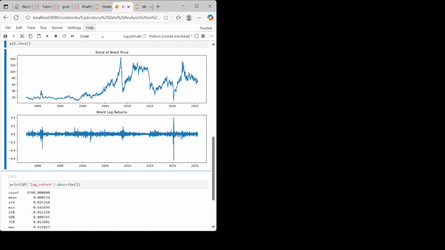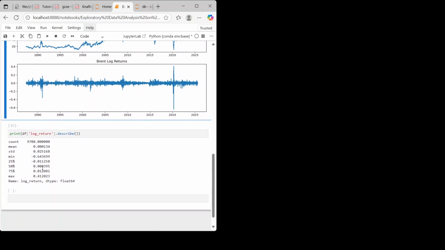Let's try and wrap up. Here I did this specifically to give us a summary of what we've done so far. We have the count as 9,708. That's the number of daily log return observations that we had.